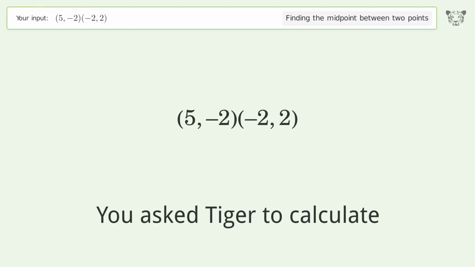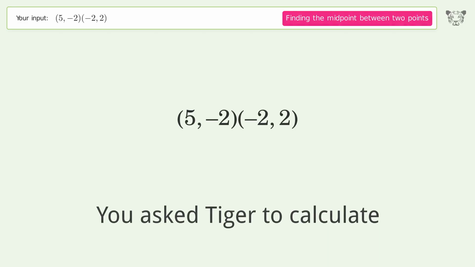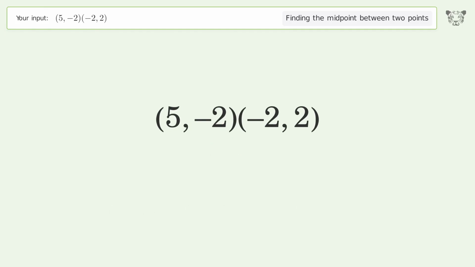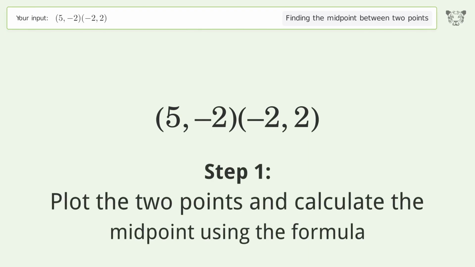You ask Tiger to calculate. This deals with finding the midpoint between 2 points. The midpoint between the 2 points is 1.50. Let's solve it step by step. Plot the 2 points and calculate the midpoint using the formula.